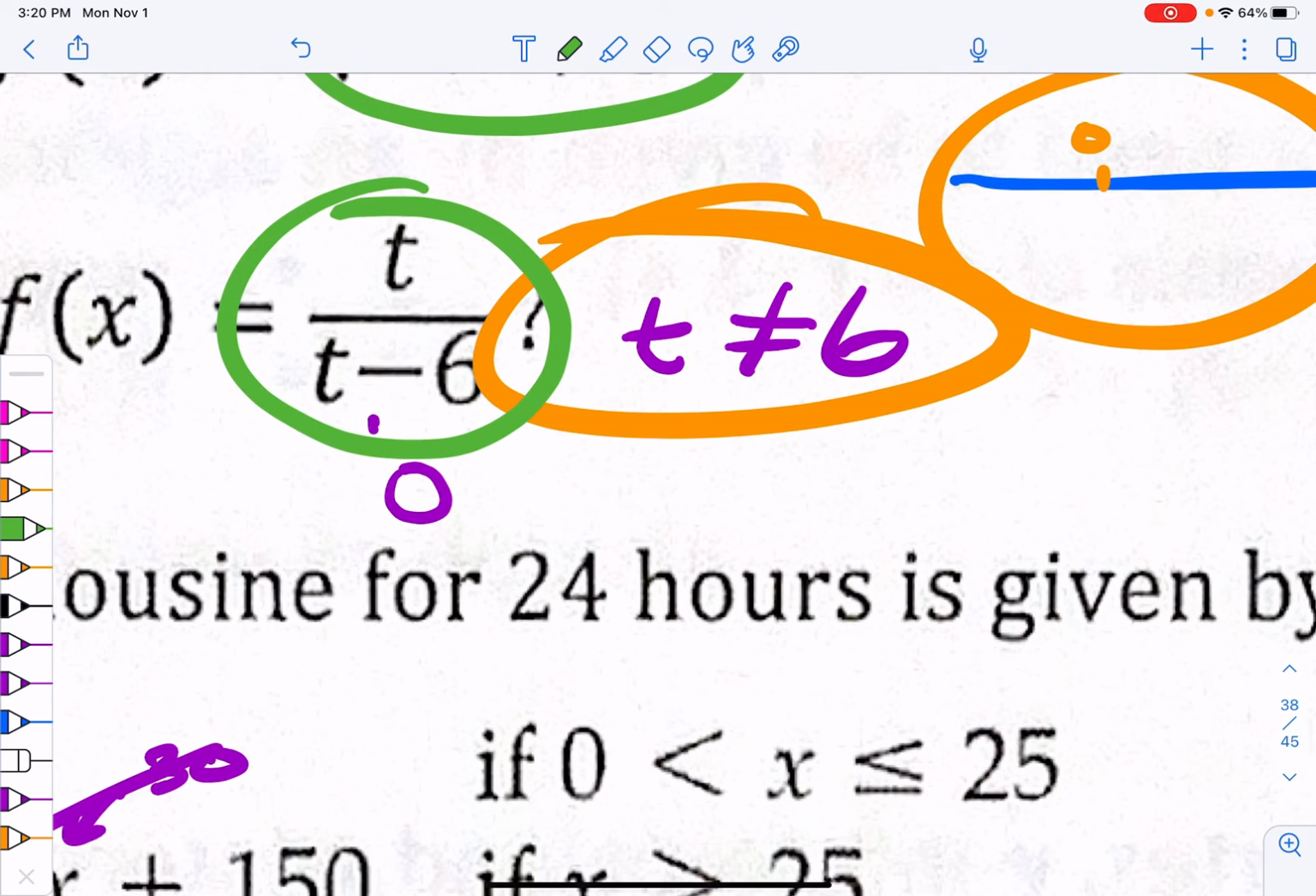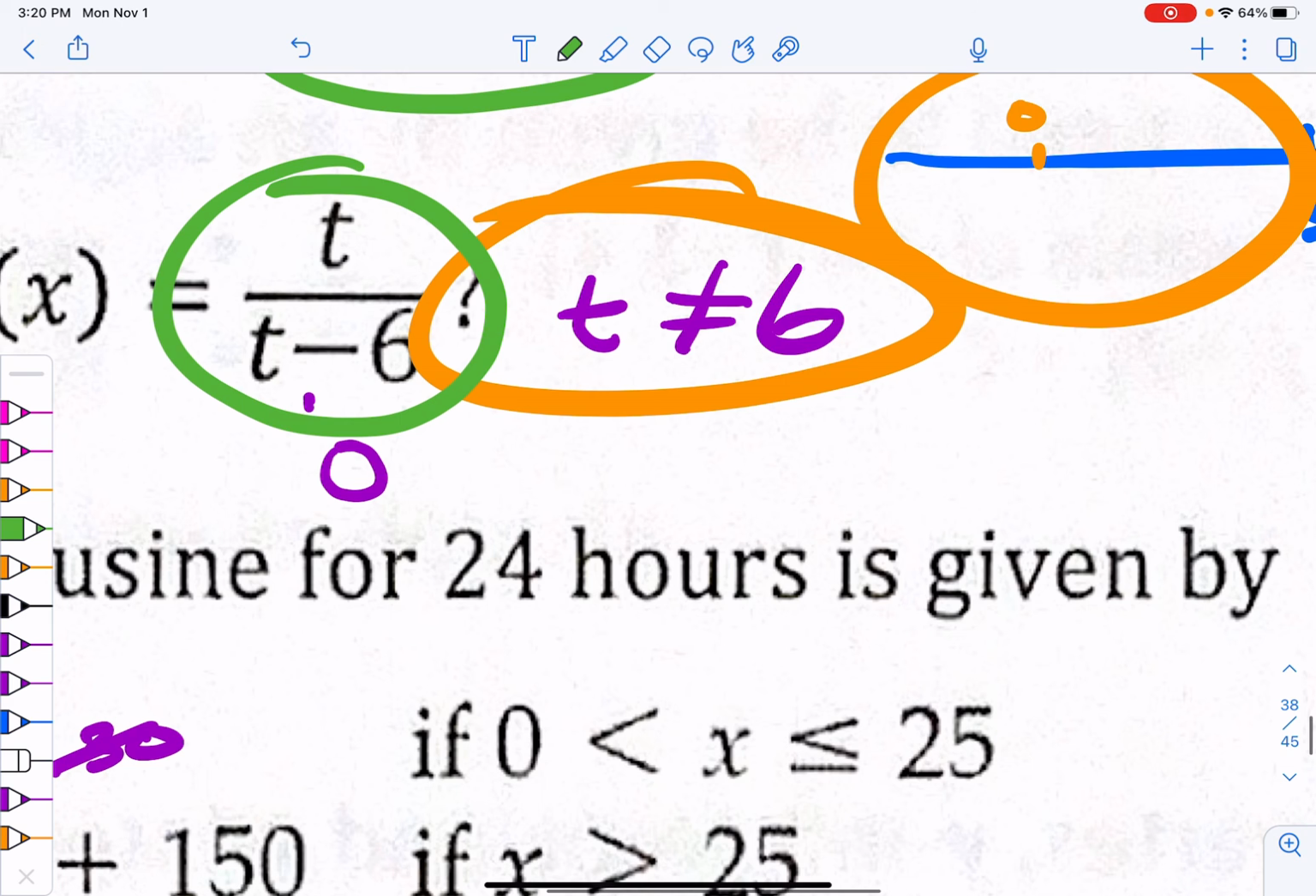Here we look at this and we say, what can x not be equal to, or what can t in this case not be equal to? And we say t can't be 6 because if I plug 6 in, I would end up getting 0, and that's bad.